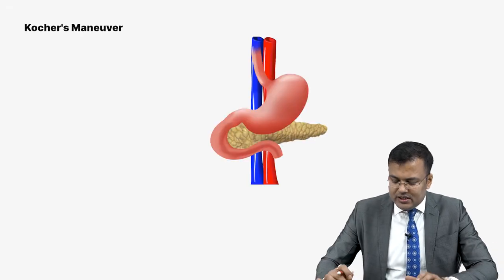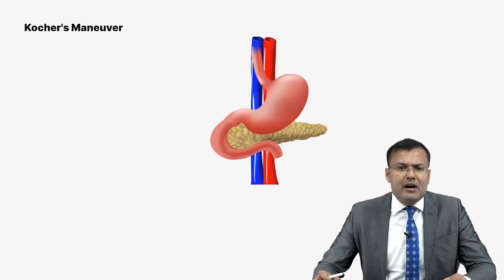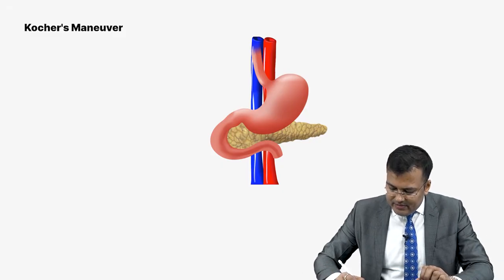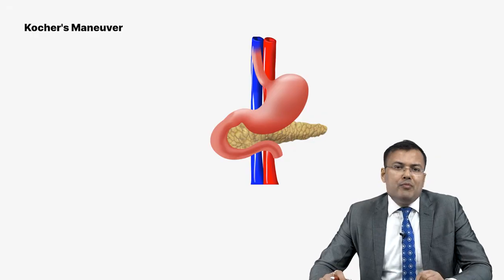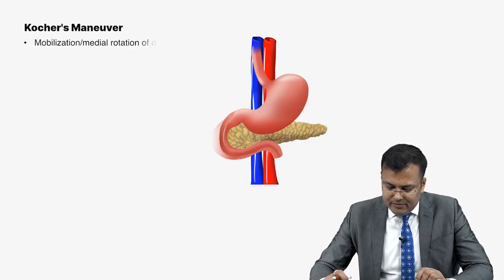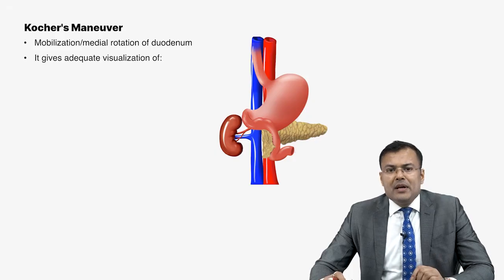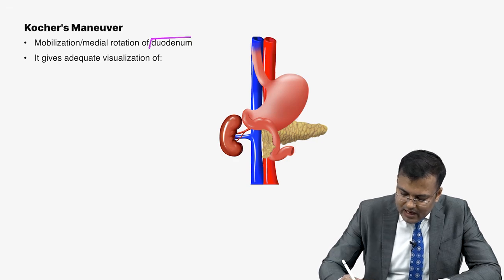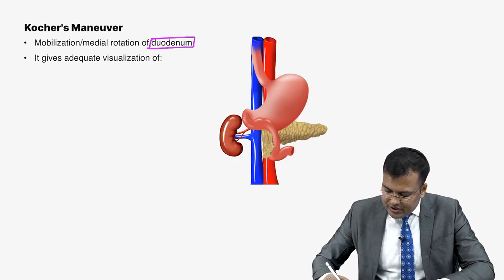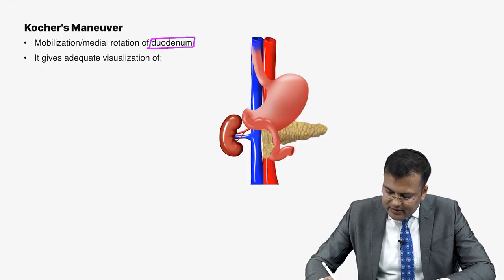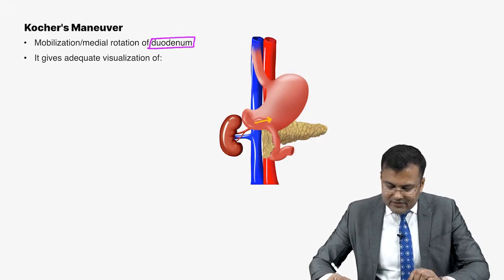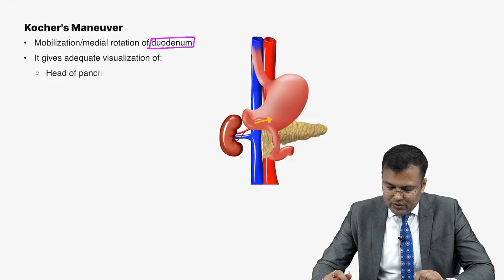First, see Cocker's maneuver. In Whipple's procedure we perform Cockerization. In this image you can notice that we perform mobilization or medial rotation of duodenum. After mobilization, the duodenum is mobilized medially, so there is adequate exposure of the head of pancreas.